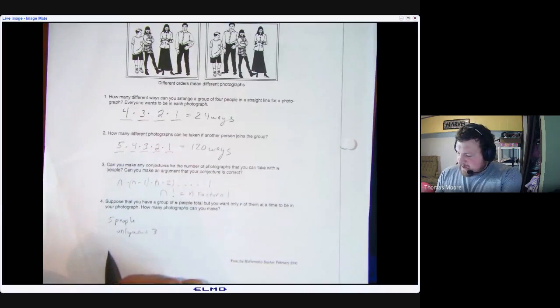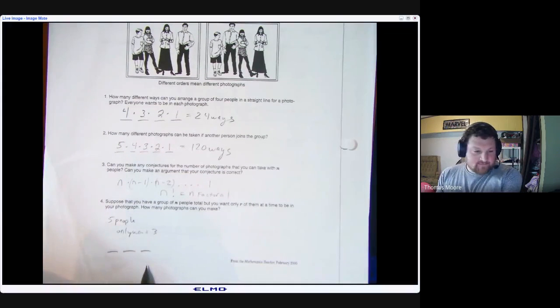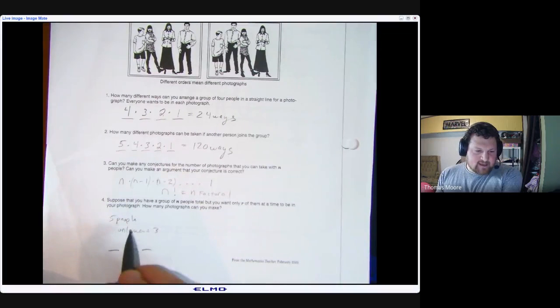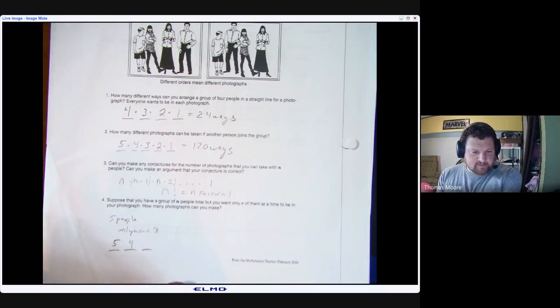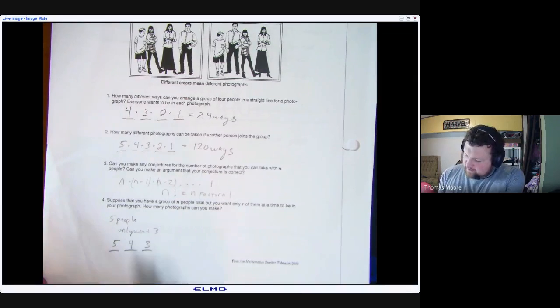Okay, so then I would have 3 slots, right? And I have 5 people to choose from for my first slot. I have 4 people to choose from for my second slot. And I have 3 people to choose from for my third slot. So now I only have 5 times 4 times 3. Well, let's take a look at another example.